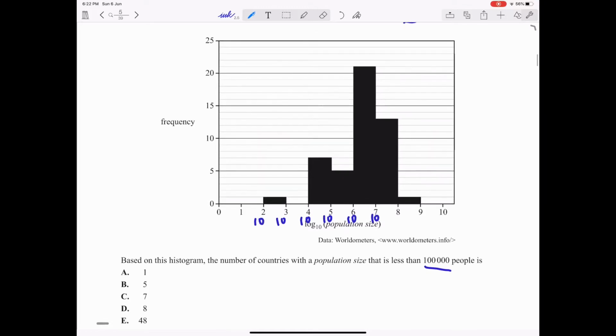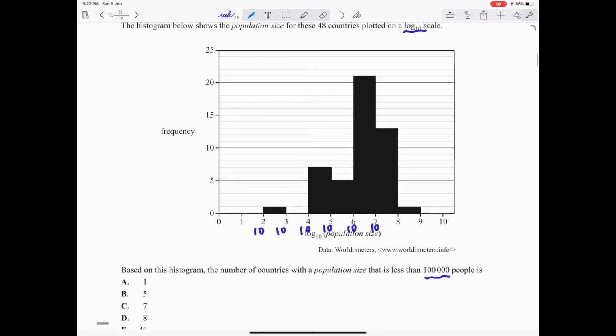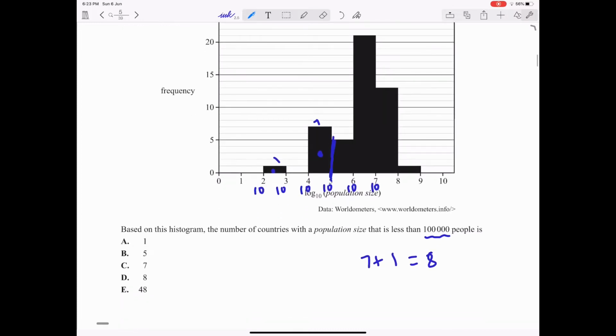The question asks for the number of countries with a population size less than 100,000 people. Less than 100,000 people is 10 to the power of 5, so 10 to the power of 5 is over here. So we add this bar and this bar, which gives us 7 and 1. So 7 plus 1 equals 8. Therefore, 8 countries have a population size less than 100,000 people. Therefore, D is the correct answer.